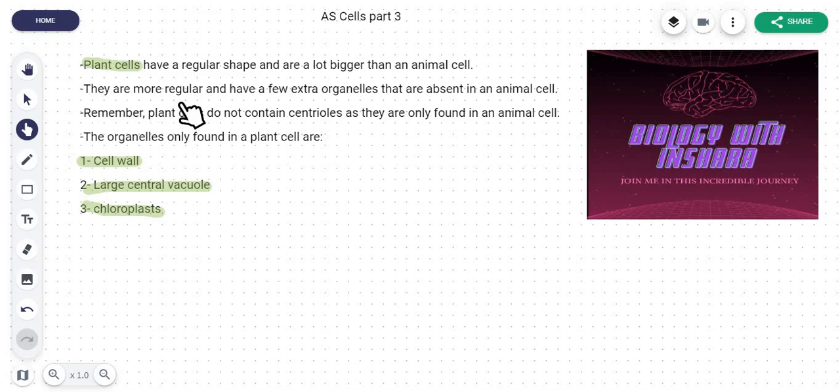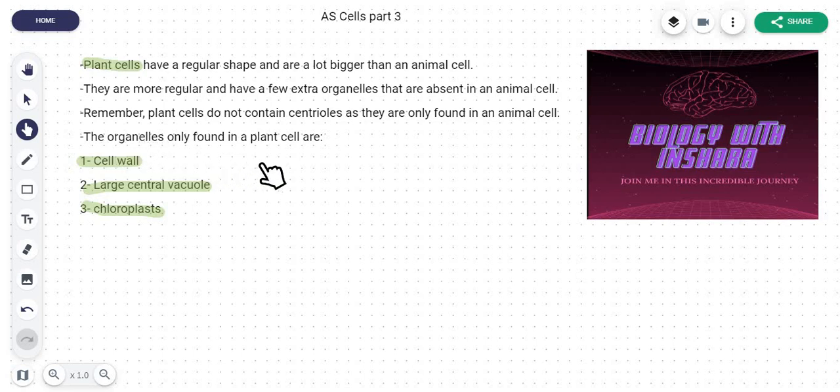Plant cells are more regular, as I just said, and have a few extra organelles that are absent in an animal cell. Remember though, plant cells do not contain centrioles, and these centrioles are only found in an animal cell. Now there is one difference. Well, there are many differences, but in terms of an organelle that is not found in a plant cell but found in an animal cell, that is your centriole that helps in cell division. We discussed this in a previous video. You may check it out if you want.